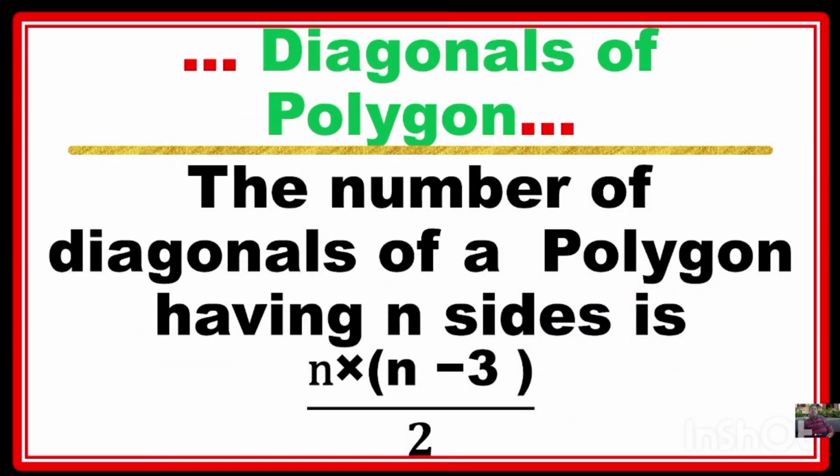Okay, so the concept is the number of diagonals of a polygon. The number of diagonals of a polygon having n sides is n into n minus 3 by 2. Look at this formula. Can you remember this formula? If you can remember this formula, you can find out the number of diagonals of any polygon having any number of sides.